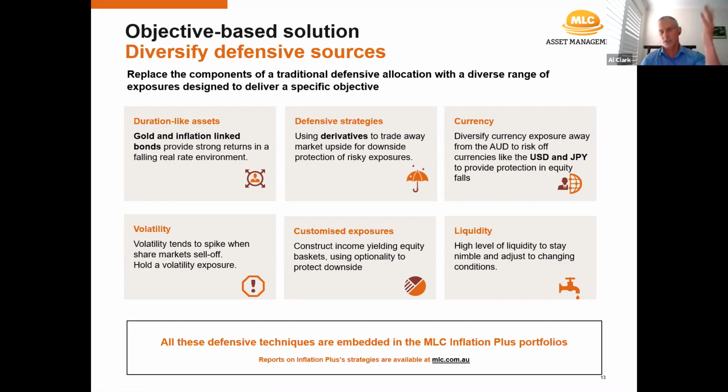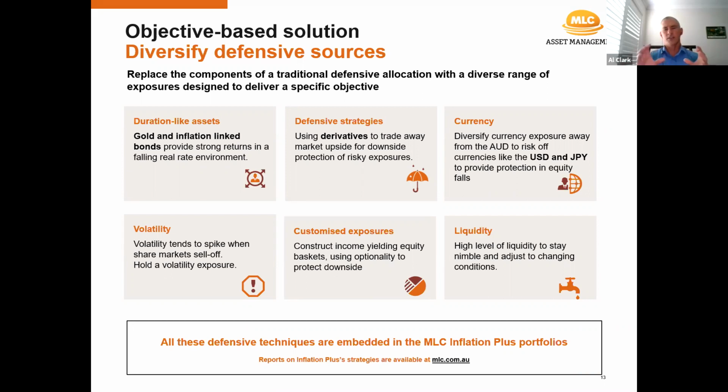So in the duration-like assets, we'll look at gold. We've had gold in the portfolios for quite a while now. It's not cheap, and it's an enigma. Gold sometimes does things when you least expect it. But it can be one of those things you can lean on when real rates are falling, and it's got quite a high correlation to falling real rates. Inflation-linked bonds, obviously another one, but again, not cheap.